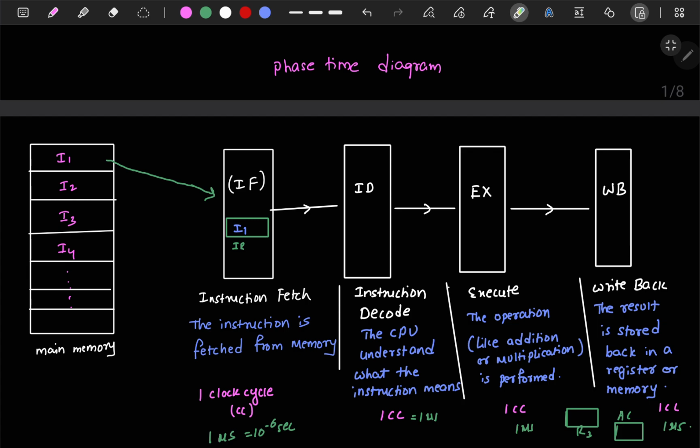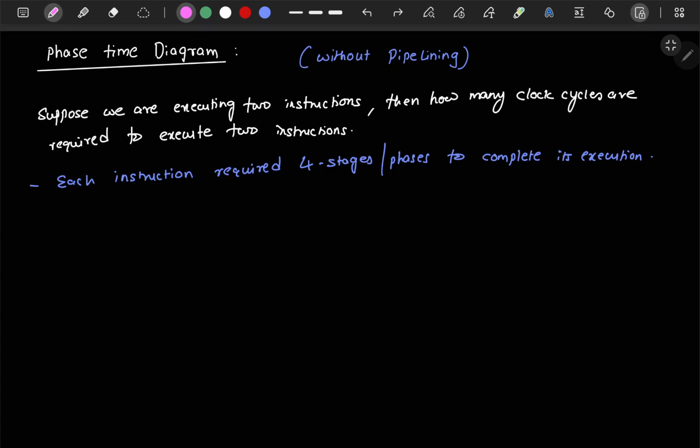So in order to do this phase time diagram, we are going to split up the hardware in the CPU into various functional units. We have already seen the functional units, and we dedicate each unit to each phase. That is what we have done by assigning the combination circuit, and by doing this we can ensure parallelism. This is how we get the parallelism. So here we will see the phase time diagram, without pipelining also, and how this phase time diagram will look.